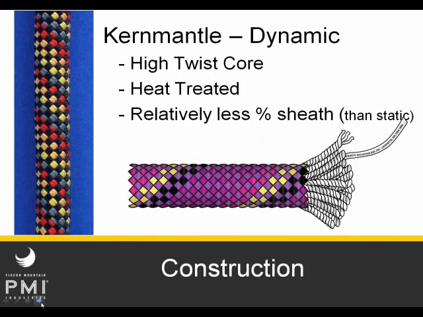Kernmantle dynamic rope tends to be a high twist core rope. It tends to have a lot of elongation. It's made for catching a heavy falling load. So the twist in the core, as well as heat treatment, helps to lend to that force absorption capability. It has a relatively lower percentage of sheath as compared with a static or low stretch rope.